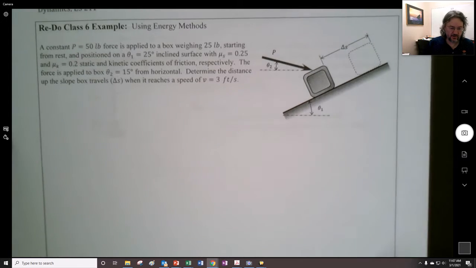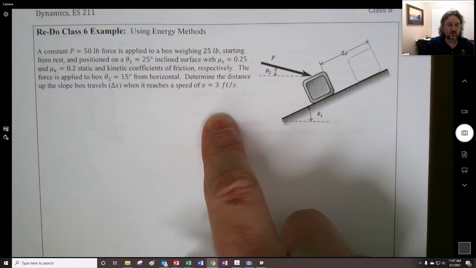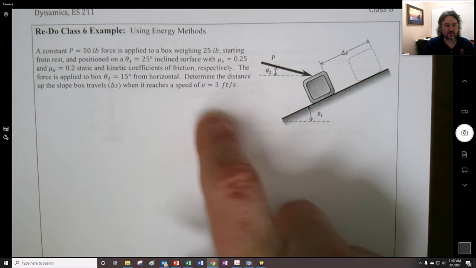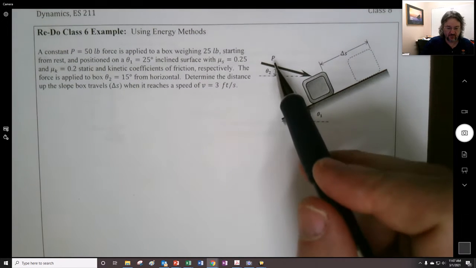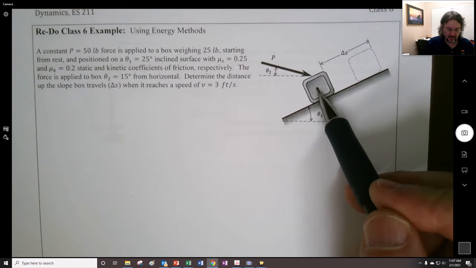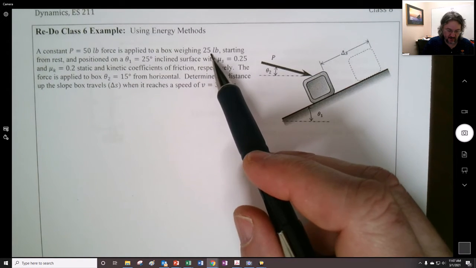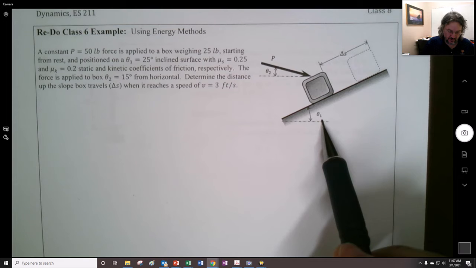Right, so continuing on with dynamics examples, this is for class 8. We're going to use the same example that we did from, I believe, class 6, but we're going to use energy methods instead, where we have this 50-pound force that's being applied to this block. And the block weighs 25 pounds. And it starts from rest, and it's on a 25-degree slope.